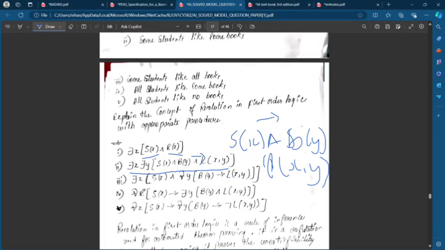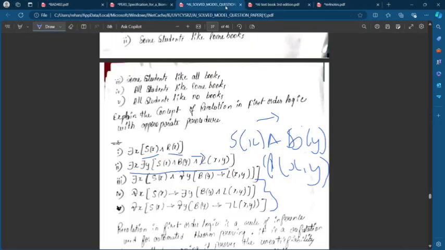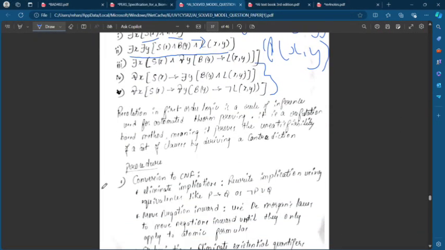You can actually create your own thing also. Then all students like some book: for all x, there exists y, S of x implies there exists y, B of y and likes x comma y. This is very complicated. You can go like how I have explained, x likes B. This is also very simple and easy. You don't have to go so much.